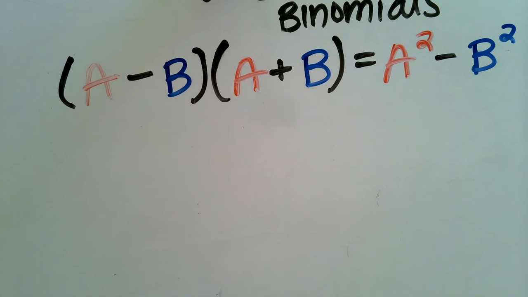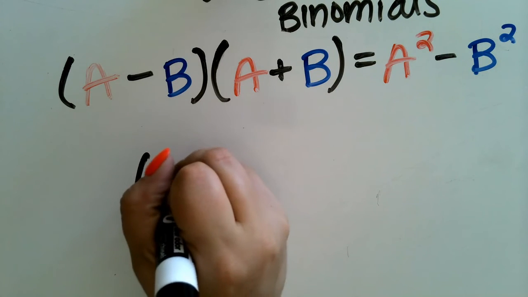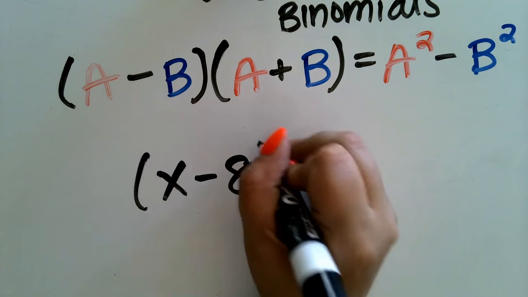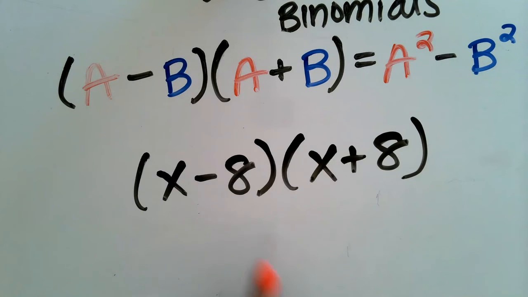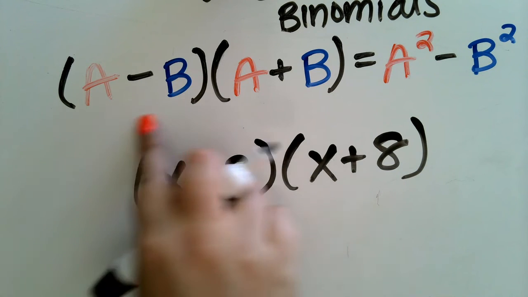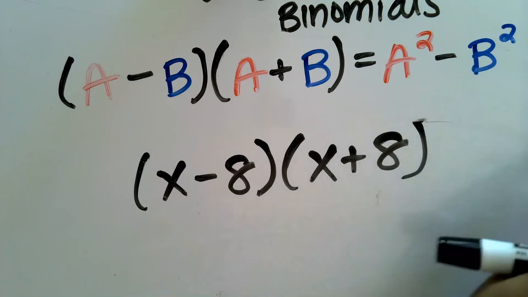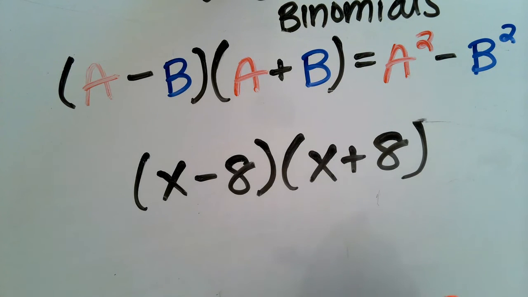Let's go ahead and do a quick example just to show you how this works. Let's do x minus 8 times x plus 8. We see that we have 1 minus 8 and 1 positive 8. Let's go ahead and use this rule right here. Just a reminder, you guys might want to box this off, star it, highlight it, whatever, so that you guys know that it's super important here.